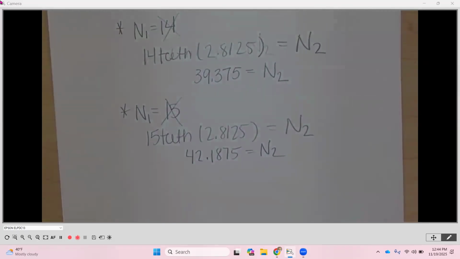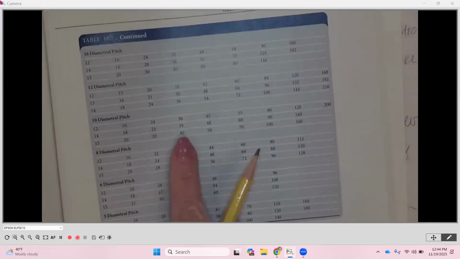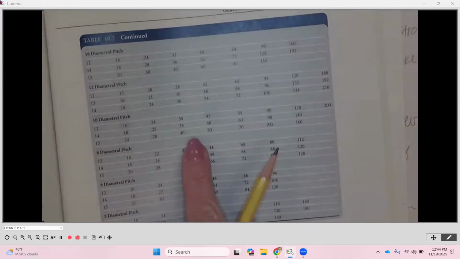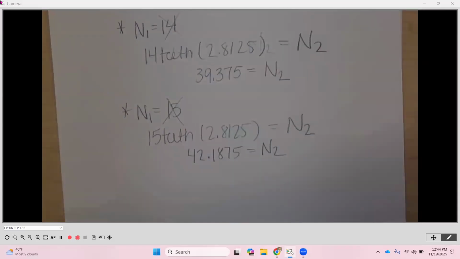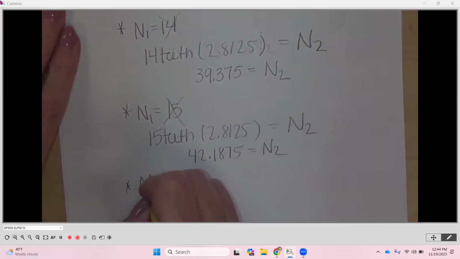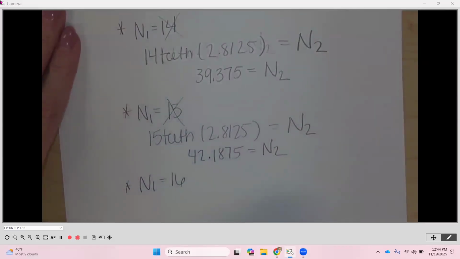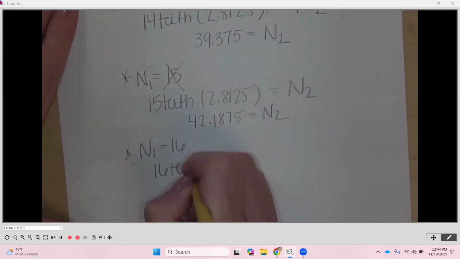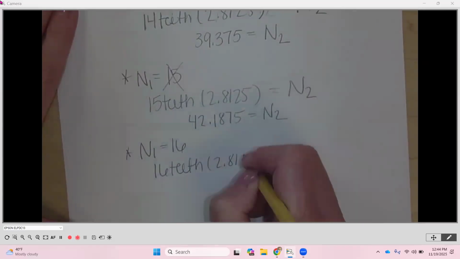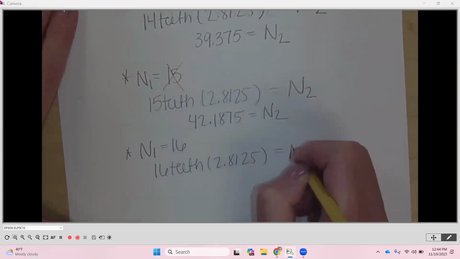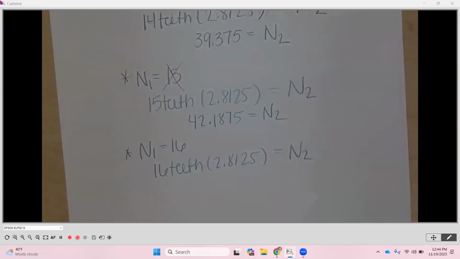Now you might say, but what if I use 42? If we look here, is there a 42 in that section? There is not. So even that whole number is not going to work. You might say, if I get close, is that okay? The problem doesn't say getting close is okay. So we continue on. Our next one is N1 equal to 16. So we take 16 teeth times 2.8125, and we see what we get for N2.